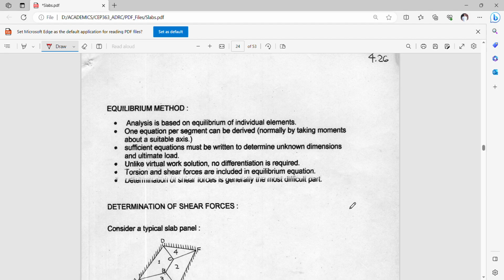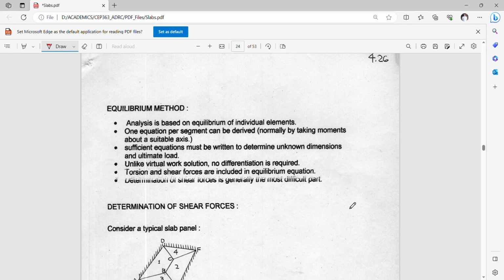So the equilibrium method has some complications when it comes to the application of the solution on real-time analysis, and we really need to understand first the concept because it's a little bit confusing, no?